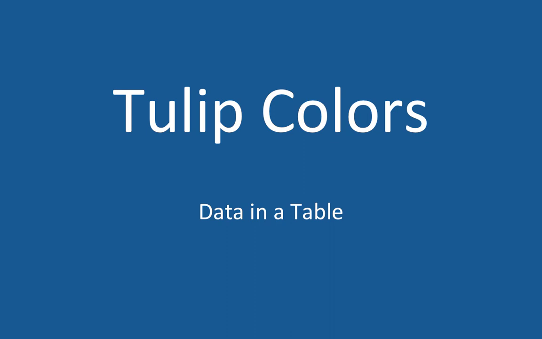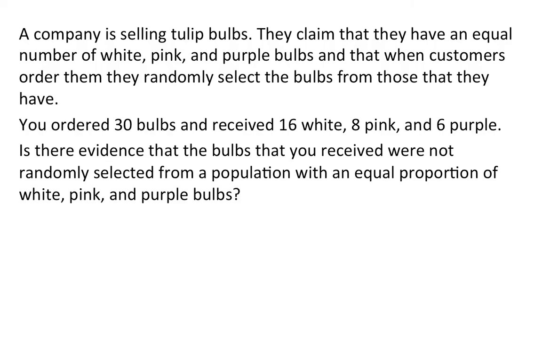In this example, we'll be examining a scenario involving tulip colors. We'll enter data into Minitab Express in the form of a table. A company is selling tulip bulbs. They claim that they have an equal number of white, pink, and purple bulbs, and that when customers order them, they randomly select the bulbs from those that they have.